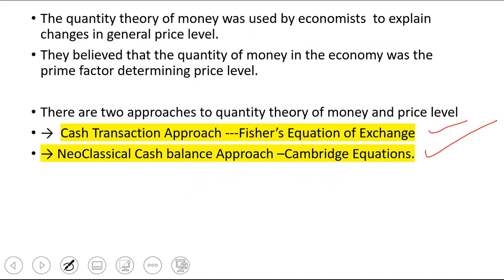There are two approaches to the quantity theory. The first one is given by Irving Fisher, known as the cash transaction approach. The second one is known as the cash balance approach. It is given by the Cambridge group of economists. You know Cambridge is a world famous university in London. So the quantity theory has two components: the cash transaction and the cash balance. Cash transaction approach is introduced by Irving Fisher, and the cash balance approach has been explained by Cambridge economists.